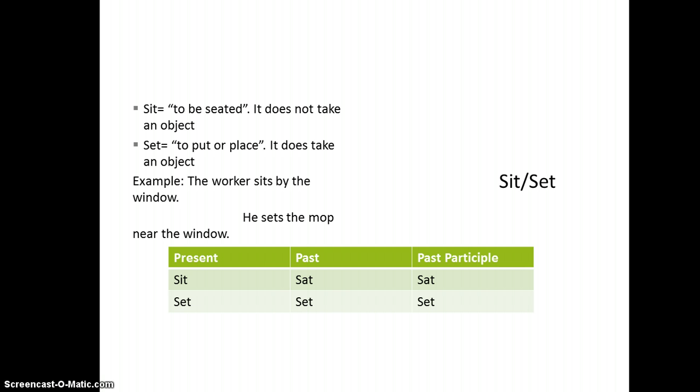So here's the chart for that one. I'll read the sentences as you look at the chart. The present for sit is he sits on the ledge. Past, he sat on the ledge. Past participle, he has sat here often. Example sentences for set, and notice that all three are the same. She sets down the screen. She set down the screen. She has set down the screen. So that's sit and set.